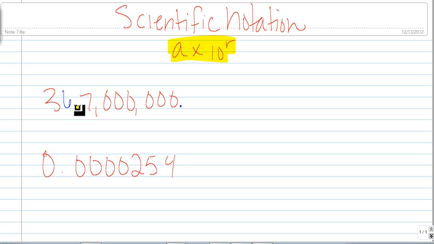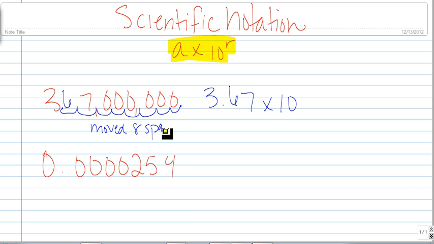I erased my 6 and write it back. Okay, so if I move my decimal here in between my 3 and 6, do I now have a number that's between 1 and 10? I do. So now we have 3.67. So we always have our x times 10 to the, and let's look at our number. Let's count how many times I moved from right here originally to in between the 3 and the 6. Let's count. 1, 2, 3, 4, 5, 6, 7, 8. I moved 8 spaces. Alright, so that's going to be our exponent. I moved 8 spaces.